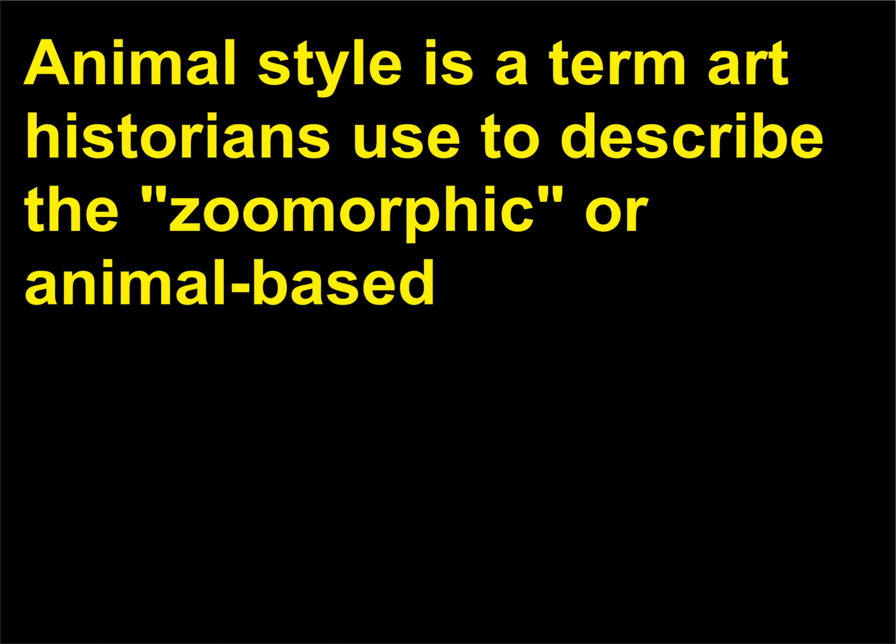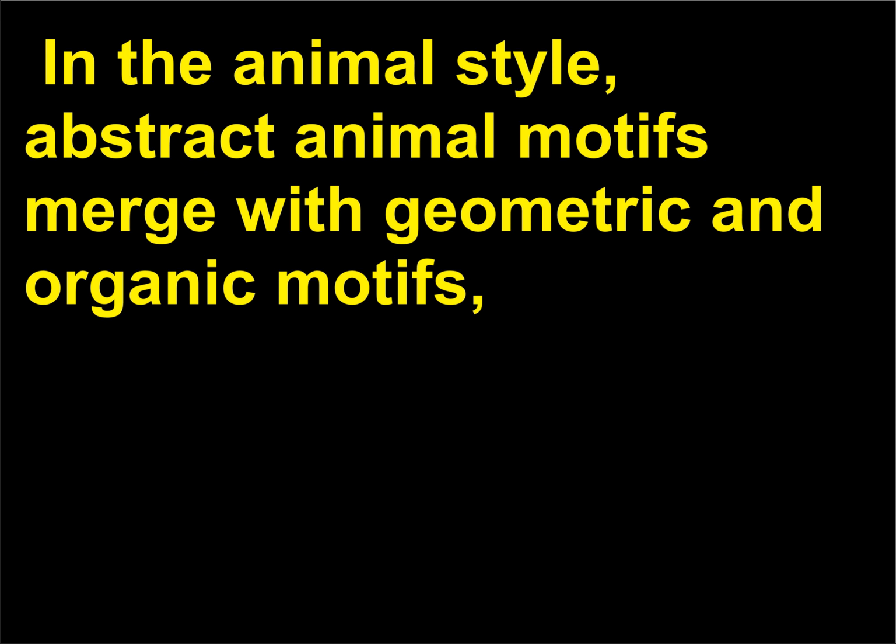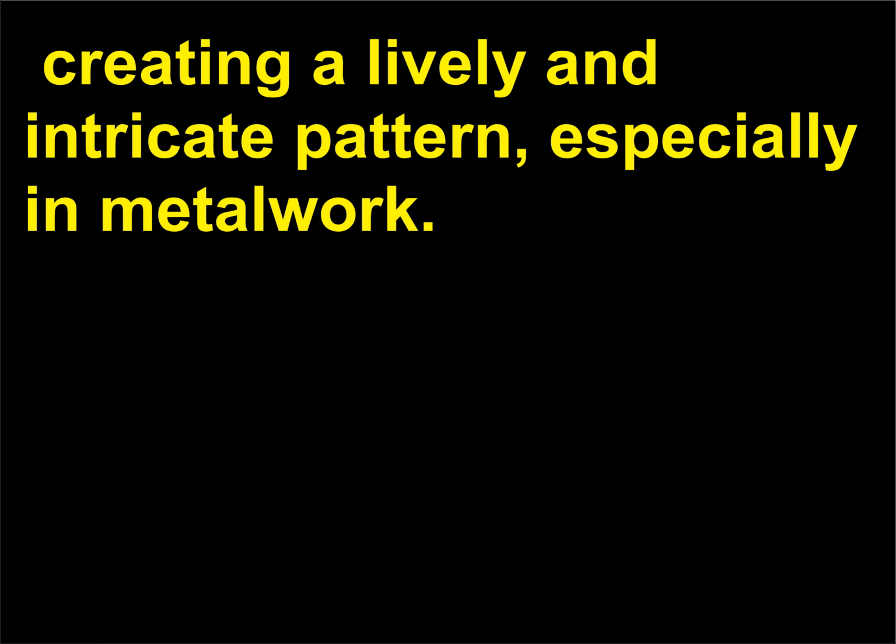Animal style is a term art historians use to describe the zoomorphic or animal-based design motifs popular among Anglo-Saxon artisans during the medieval period. In the animal style, abstract animal motifs merge with geometric and organic motifs, creating a lively and intricate pattern, especially in metalwork.